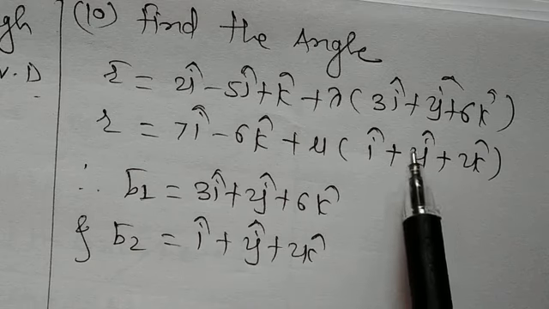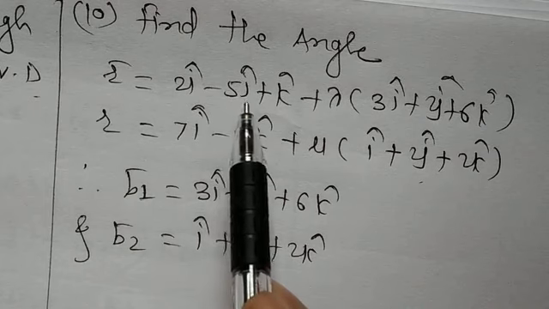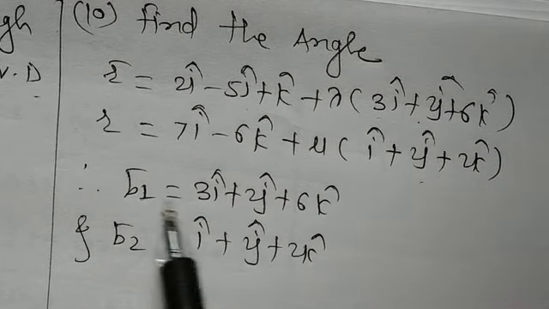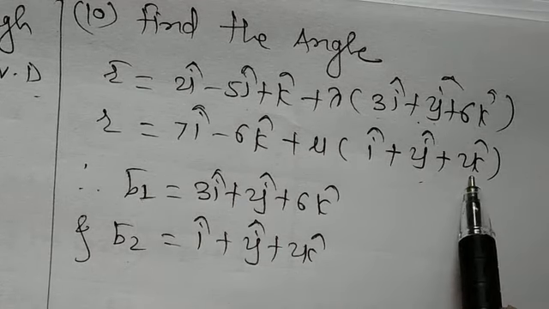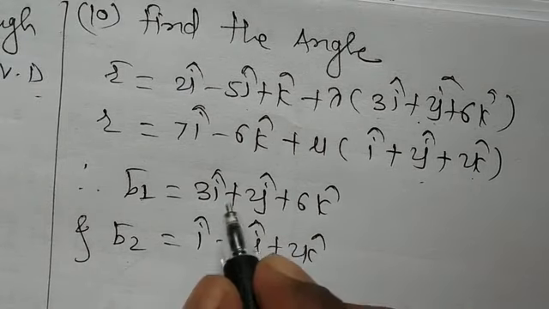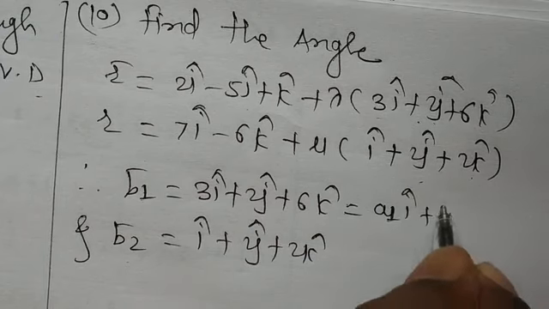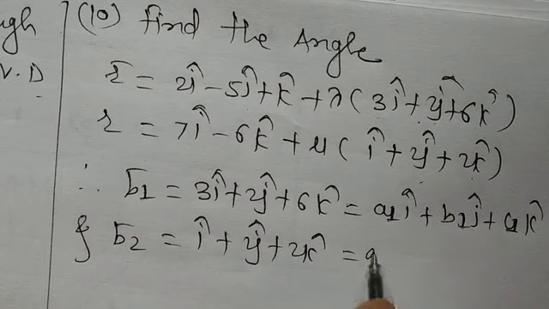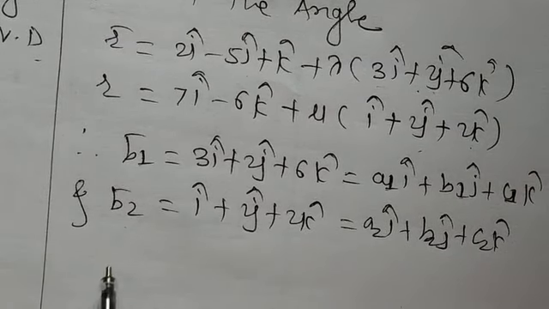You must identify the parallel vectors b1 and b2, because the equation of a line says r bar equals a bar plus lambda times b bar, where b bar is the parallel vector. So b1 is 3i plus 2j plus 6k, and b2 is i plus 2j plus 2k. Comparing with a1i plus b1j plus c1k and a2i plus b2j plus c2k.